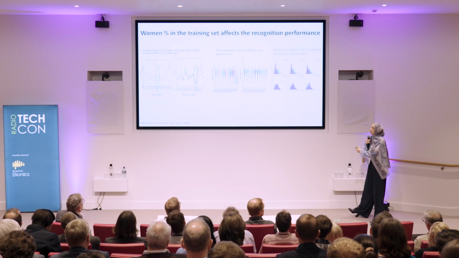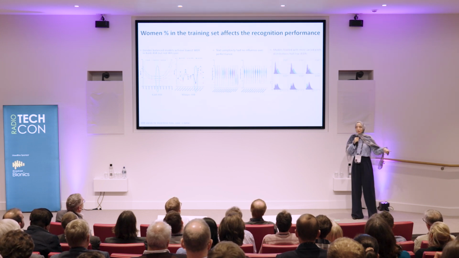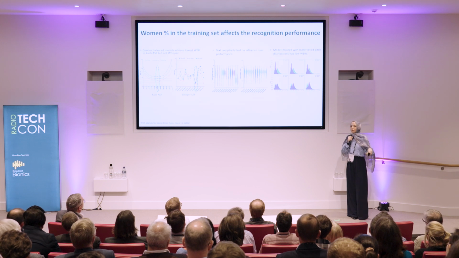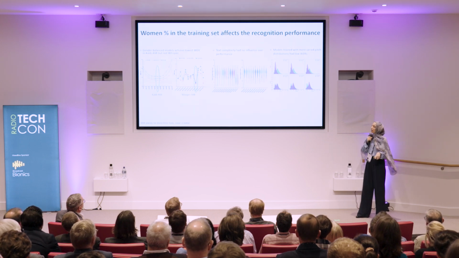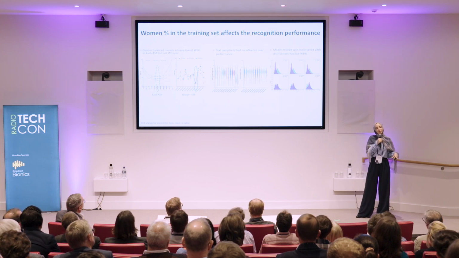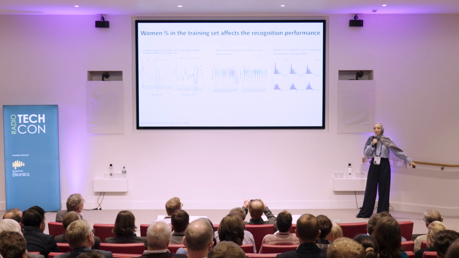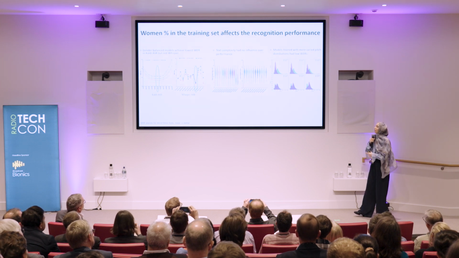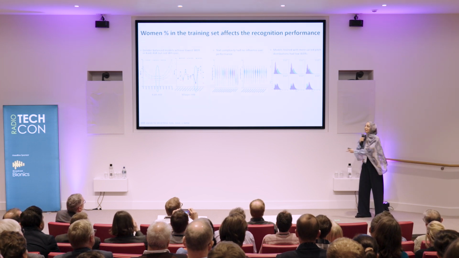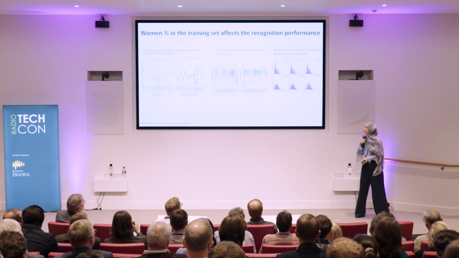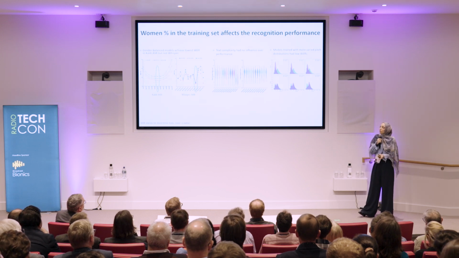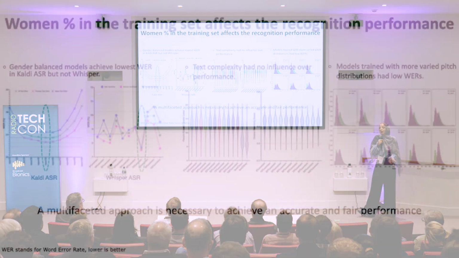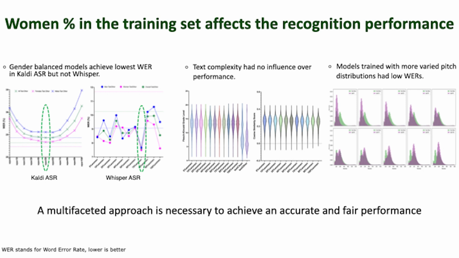I then looked at the pitch distribution, so the pitch ranges of the speakers in my train set and test set, and I found that when the model sees more pitch ranges, it becomes better. It's more likely to handle a pitch in the test set if it has seen it in the train set. So there is more than one factor that we need to look at to achieve a fair model, not just the gender ratios.